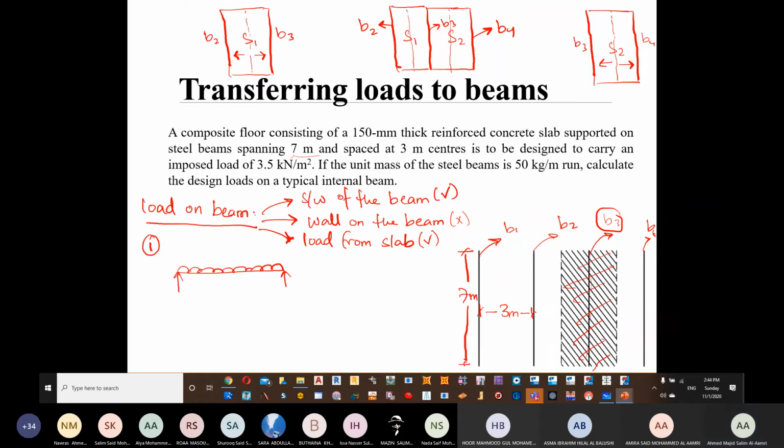It's available all over. Now you can see here, it says the unit mass of the steel beam. So we have steel beams, and the unit mass of the steel beam is 50 kilogram per meter. So the self weight of the beam is going to be 50 kilogram per meter, which will be equal to 0.5 kilonewton per meter. If you remember, to convert from kilogram to kilonewton, we need to divide by 100. So 50 kilogram per meter is equal to 0.5 kilonewton per meter.